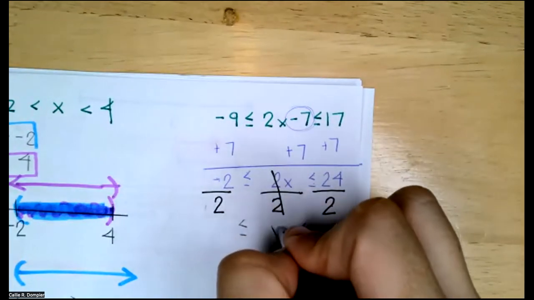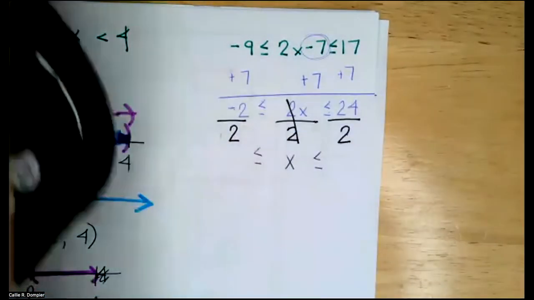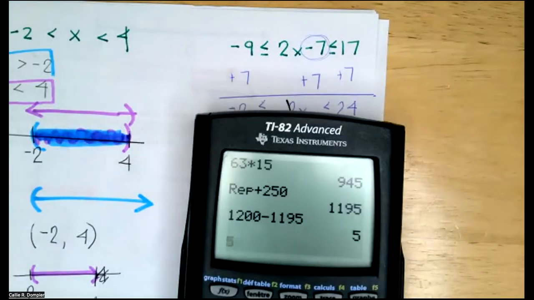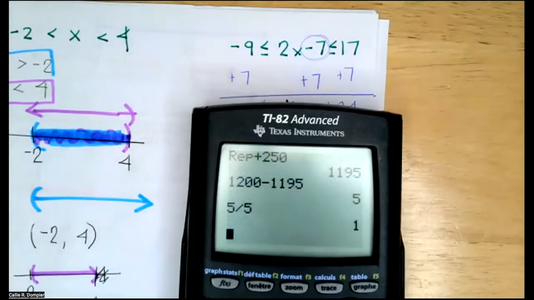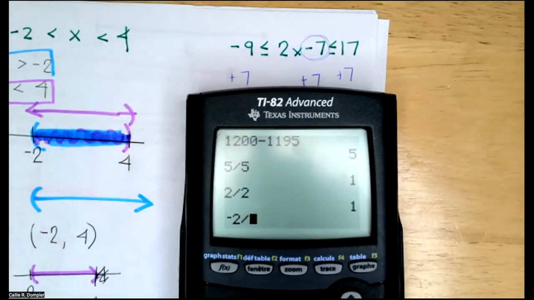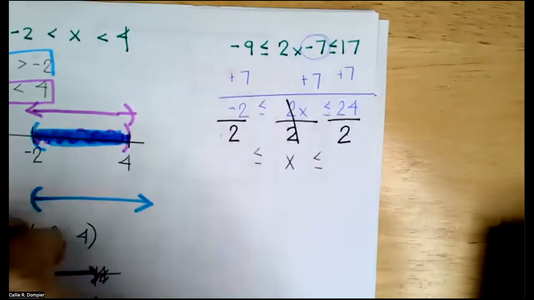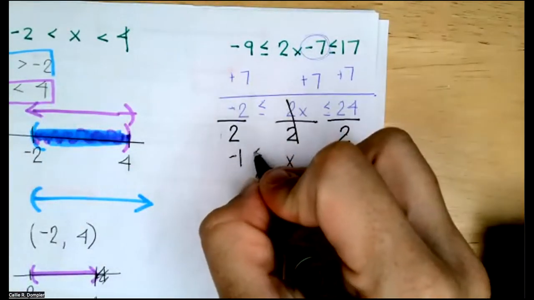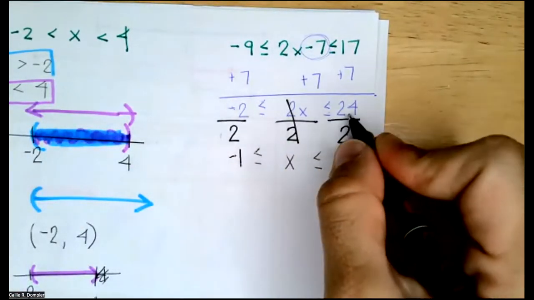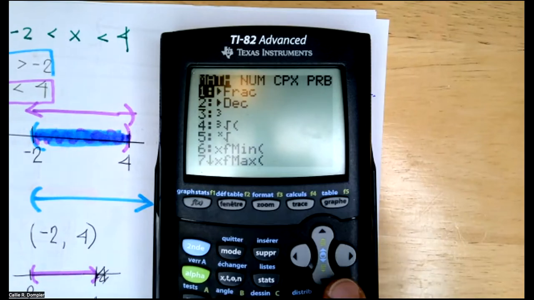2x divided by 2, we're left with an x. -2 divided by 2, remember, any number divided by itself is 1. So 2 divided by 2 is 1. -2 divided by 2 is a -1. So -1 is less than or equal to x, is less than or equal to 24 divided by 2 is 12. Good.